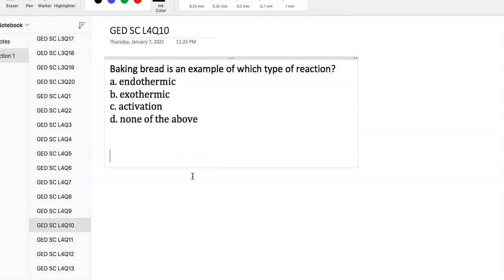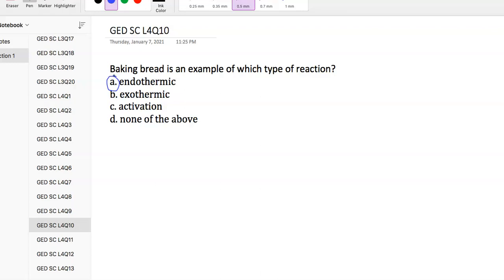Okay, type of reactions here. Baking bread, a very common example, is an example of which type of reaction? Endothermic, exothermic, activation, none of the above. Just as a general test taking thing, the none of the above answer is very, very rare, right? So unless you are absolutely positive that it's none of these three, I would probably never guess at none of the above.